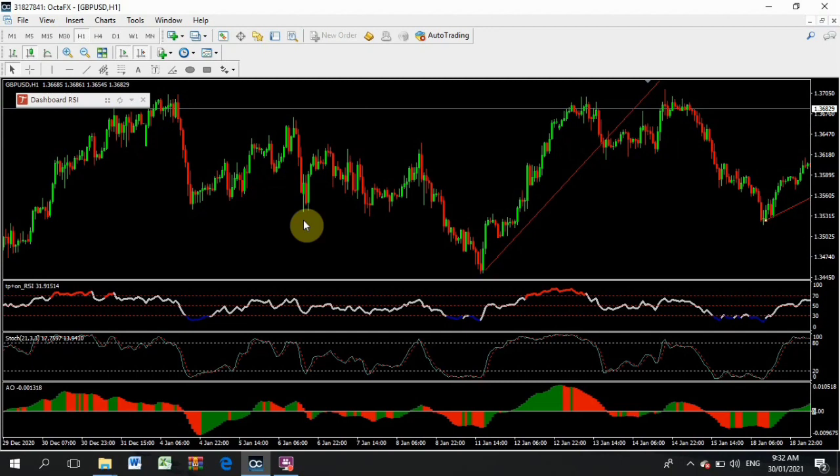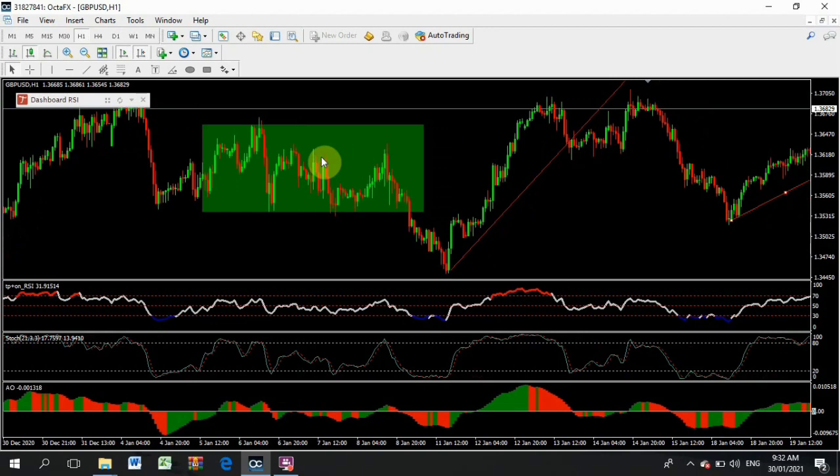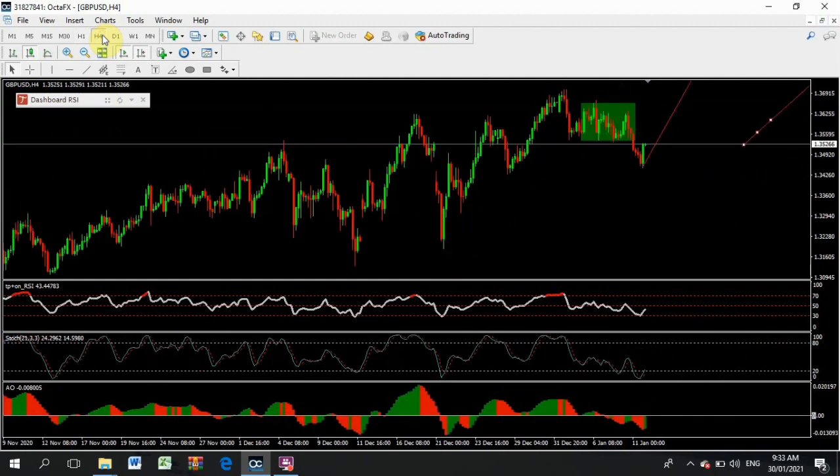And then whenever the market is in a ranging position, you will know it very well. You know it better in a 4 hours, and then in a daily time frame also. You will know whenever the strategy is in a ranging position. So let me mark it out for you, and then we'll go and check it in the 4 hours and daily.